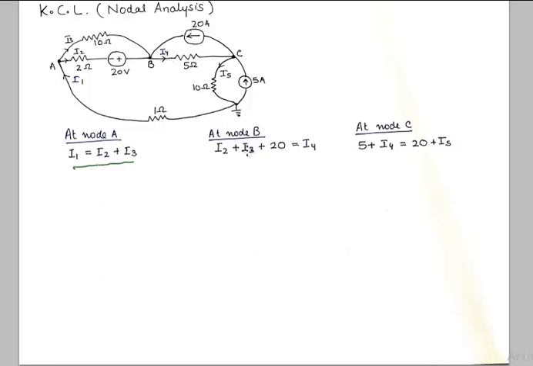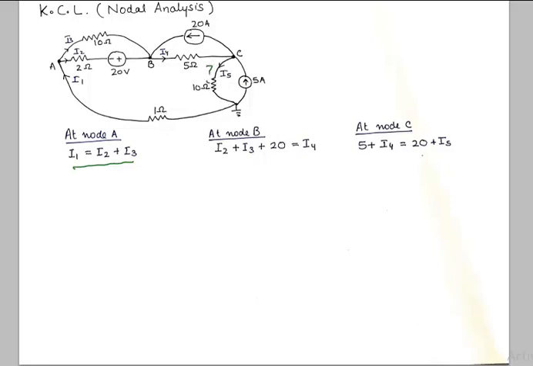At node B, we know that I2 is entering, I3 is entering, 20 ampere also is entering the node, and I4 is the only current which is leaving. At node C, 5 ampere current is entering, I4 is also entering, 20 is leaving, and I5 is also leaving. And by the way, we are concerned about finding I5.